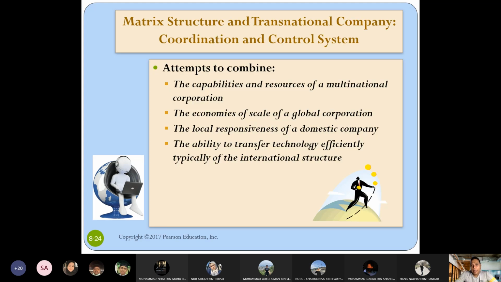Then the next one, matrix structure and transnational company coordination and control system. So if you look from here, it attempts to combine the capabilities and resources of a multinational corporation, the economies of scale of a global corporation, the local responsiveness of a domestic company, and also the ability to transfer technology efficiently, typical of the international structure. So they may combine these if they attempt to address all these situations. Then from here they can have coordination and control systems.